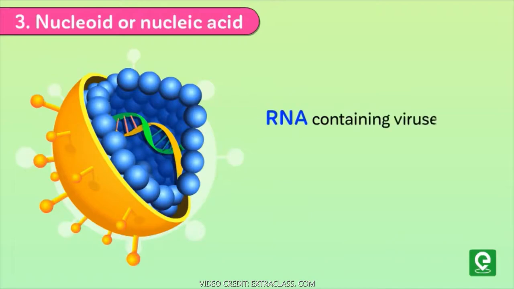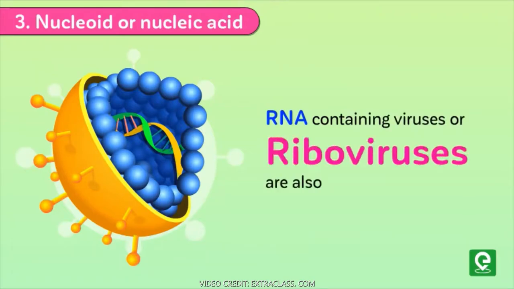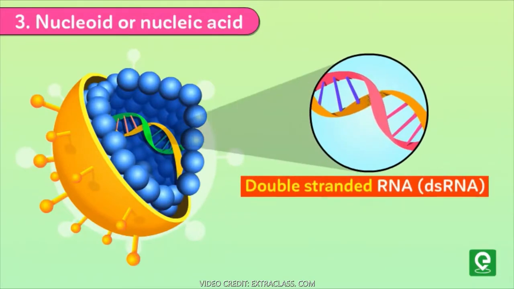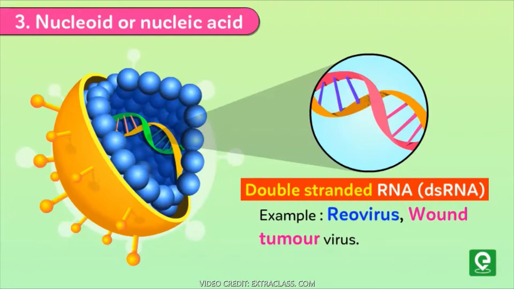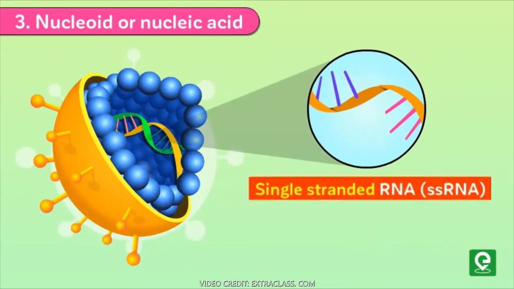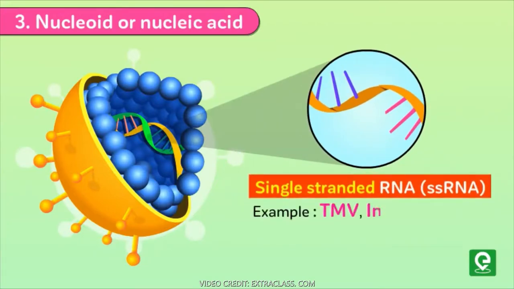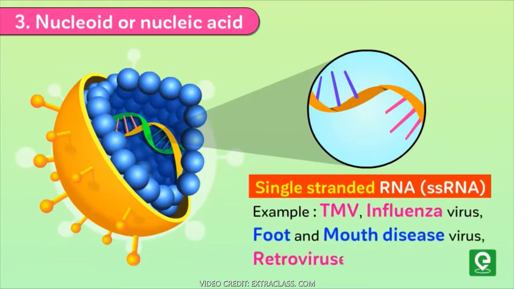RNA containing viruses or riboviruses are also of two types. Double-stranded RNA, for example, reovirus, wound tumor virus. Single-stranded RNA, for example, TMV, influenza virus, foot and mouth disease virus, retroviruses, HIV and MS2.